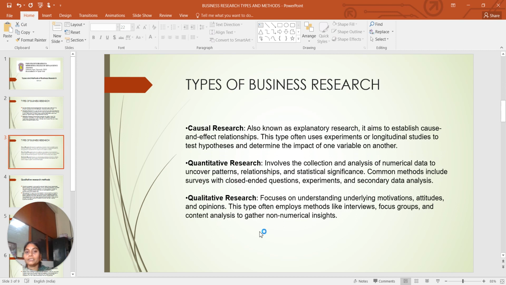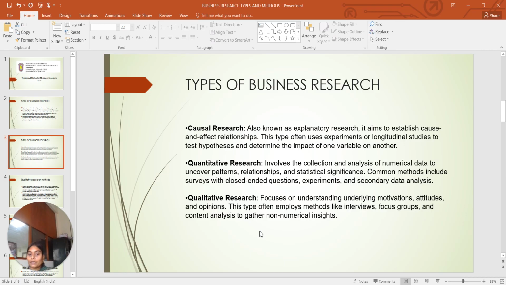And causal research, which aims to establish a cause and effect relationship. This type often uses experiments or longitudinal studies to test hypotheses and to determine the impact of one variable on another variable.